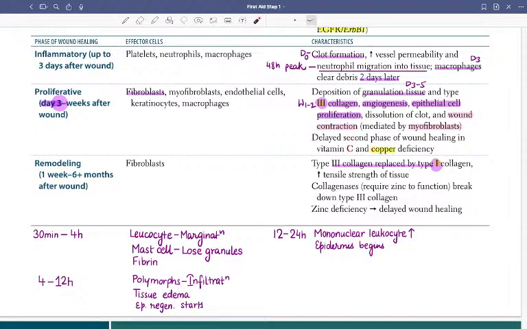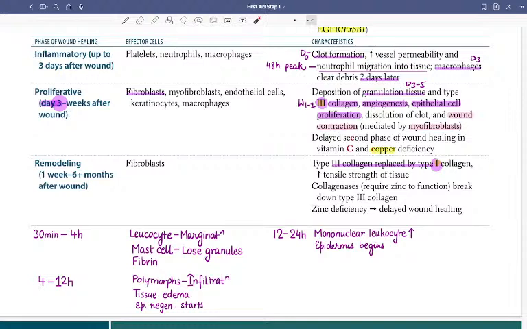Or it can also be maybe Ehlers-Danlos. Okay, collagen 3 was Ehlers-Danlos only. So vitamin C, copper deficiency, second phase of wound healing issues, important. Day 3, indirect questions can come. Remodeling, 1 week to 6 plus months.